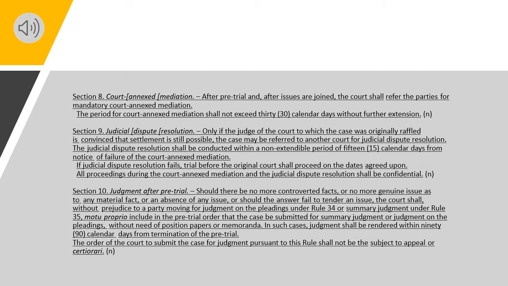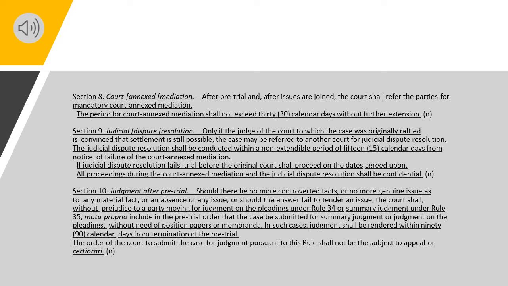Only if the judge of the court to which the case was originally raffled is convinced that settlement is still possible, the case may be referred to another court for judicial dispute resolution. The judicial dispute resolution shall be conducted within a non-extendable period of 15 calendar days from notice of failure of the court-annexed mediation. If judicial dispute resolution fails, trial before the original court shall proceed on the dates agreed upon. All proceedings during the court-annexed mediation and the judicial dispute resolution shall be confidential.